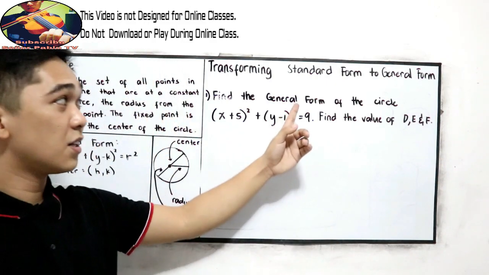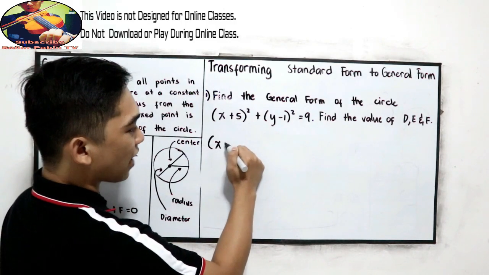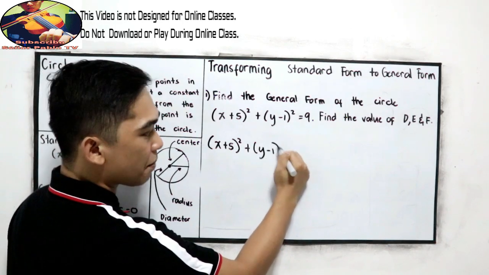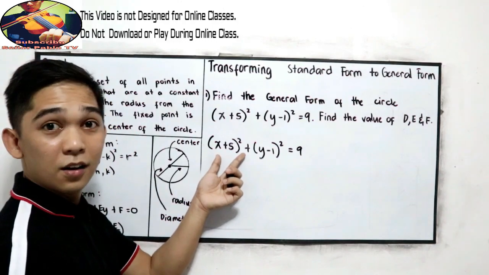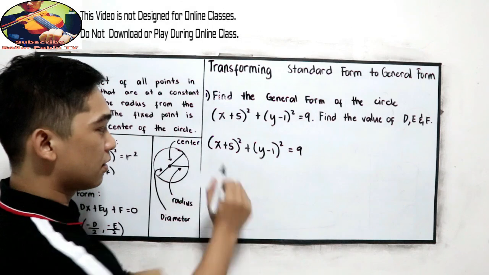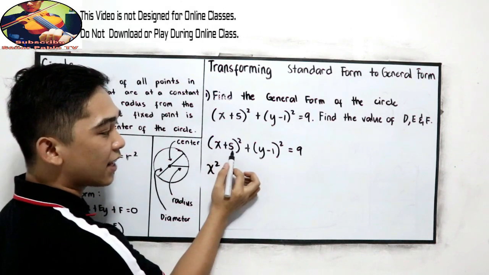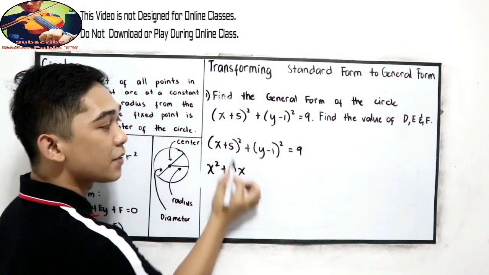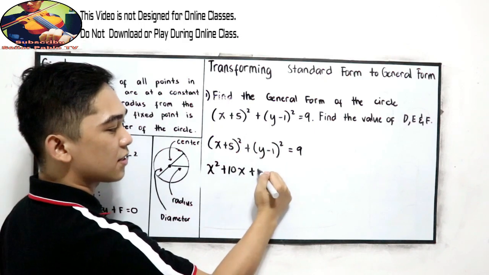Let us find the general form. So copy (x + 5)^2 + (y - 1)^2 = 9. Square of a binomial, so let us expand. Square the first term, that is x squared. Multiply the first and the second, times 2, it's positive 10x. And square the second term, 5 squared, positive 25.